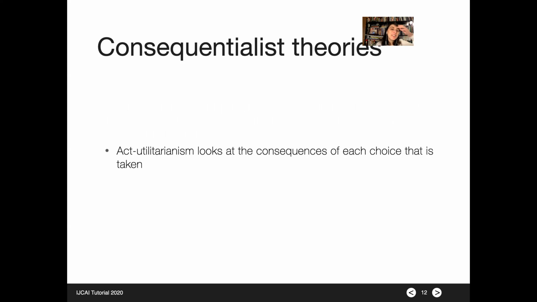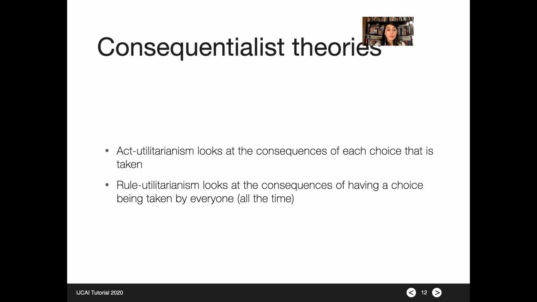Actually, act utilitarianism looks at the consequences of each choice that is taken in separation. So every time I need to make a choice, I consider what good this choice advances, what bad consequences it has, and compare this to all the other options that I have available. In contrast, rule utilitarianism looks at the consequences of having a choice being taken by everyone all the time. So why do we want to do this?